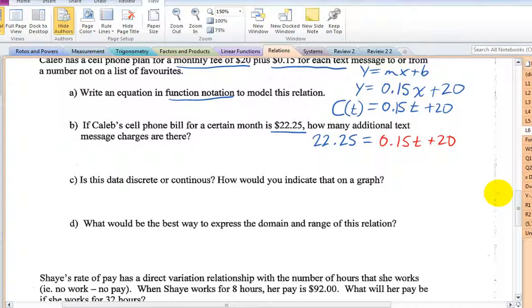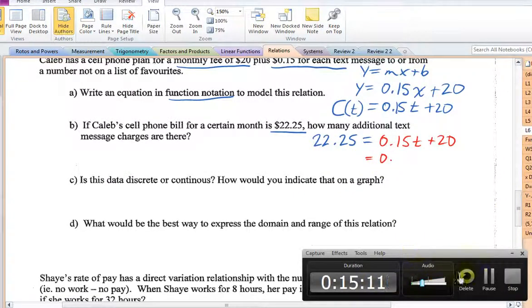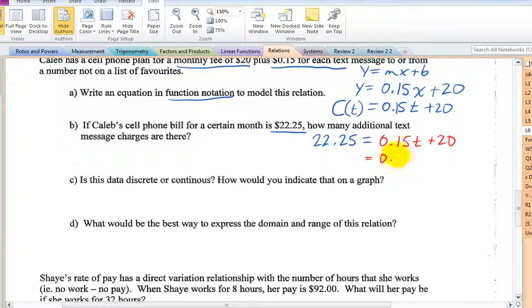See how many texts Chatty Cathy sent. So it'll be 0.15t equals 225. So he sent 15 text messages. All right. He sent 15 additional texts.